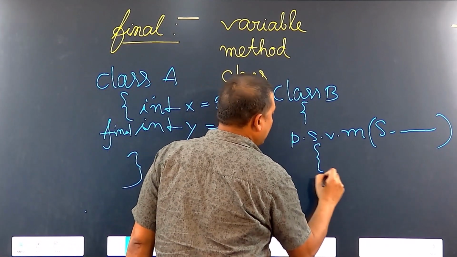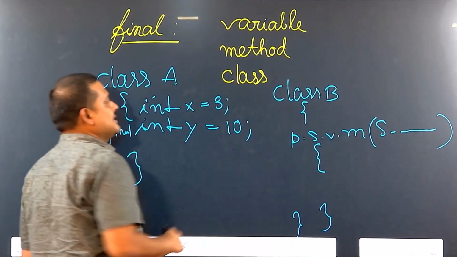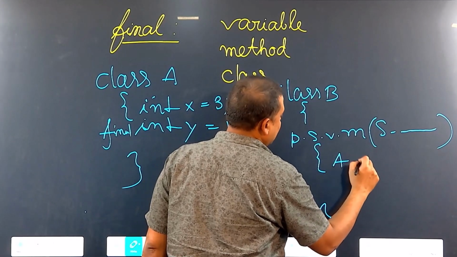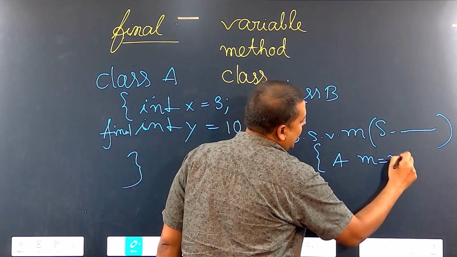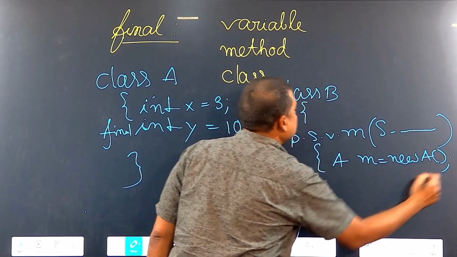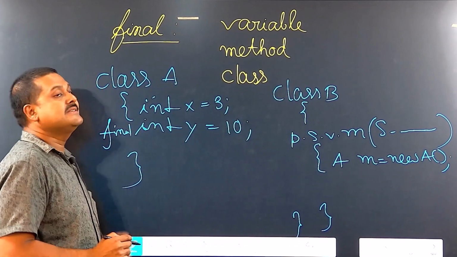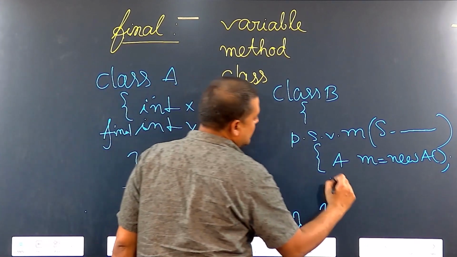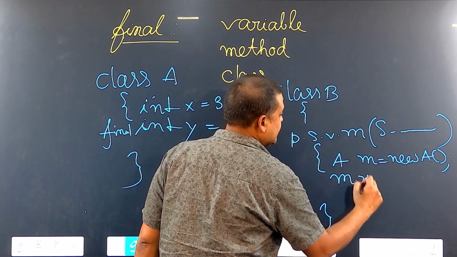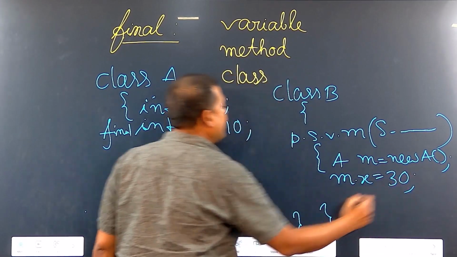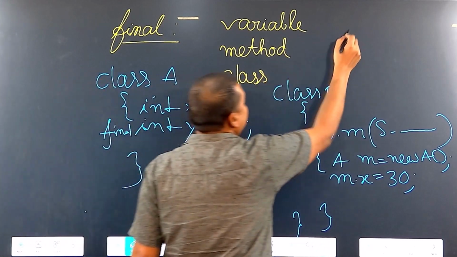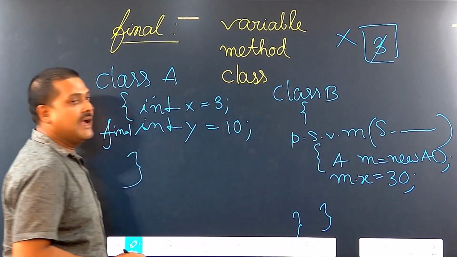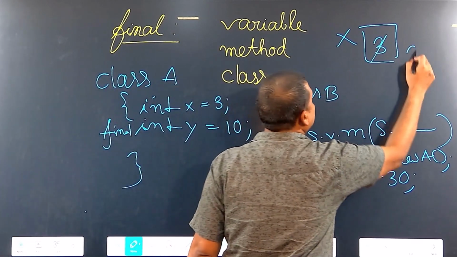If from this class B, I create the reference variable m with new A, then we are able to create the instance of these two variables. Now, if we try to modify that, if I write m.x = 30, what will happen? The value of x, which is 3, will be modified and changed into 30.